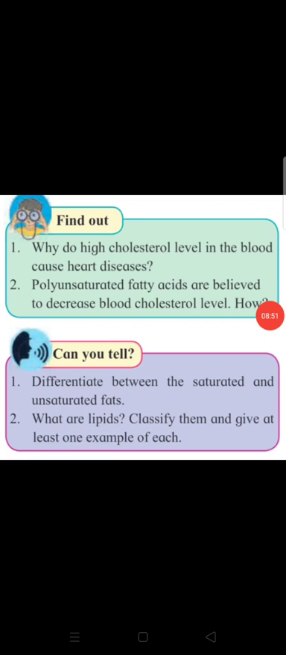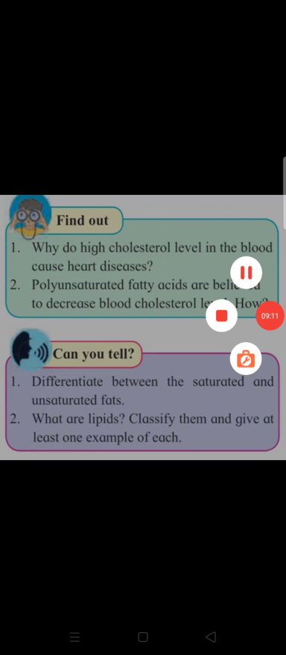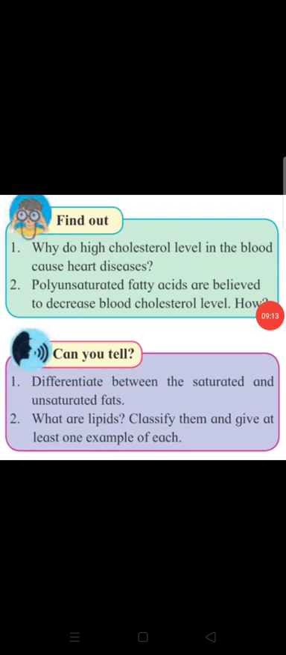Why does high cholesterol level in the blood cause heart diseases? So here you have to discuss, or you have to find what is the role of cholesterol, whether it is essential or non-essential, or if cholesterol level is increased in the blood, then what other diseases are formed in the human body. So here you have to discuss. Number 2, polyunsaturated fatty acids are believed to decrease blood cholesterol level. How? So here you have to find out the answers of these two questions.